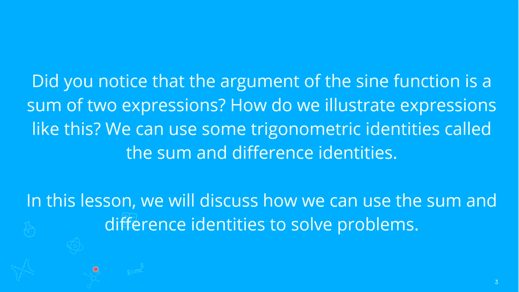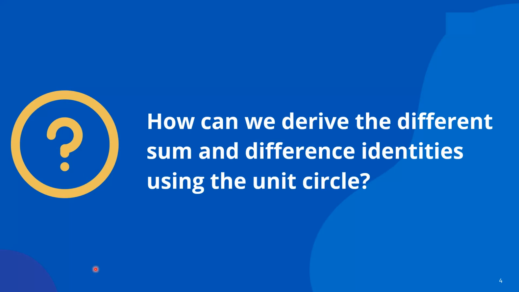So how are we going to illustrate an expression like this? We can use the trigonometric identities which are called the sum and difference identities. In this discussion, we are going to see how we can use the sum and difference identities to solve problems. So again, how can we derive the different sum and difference identities using the unit circle?